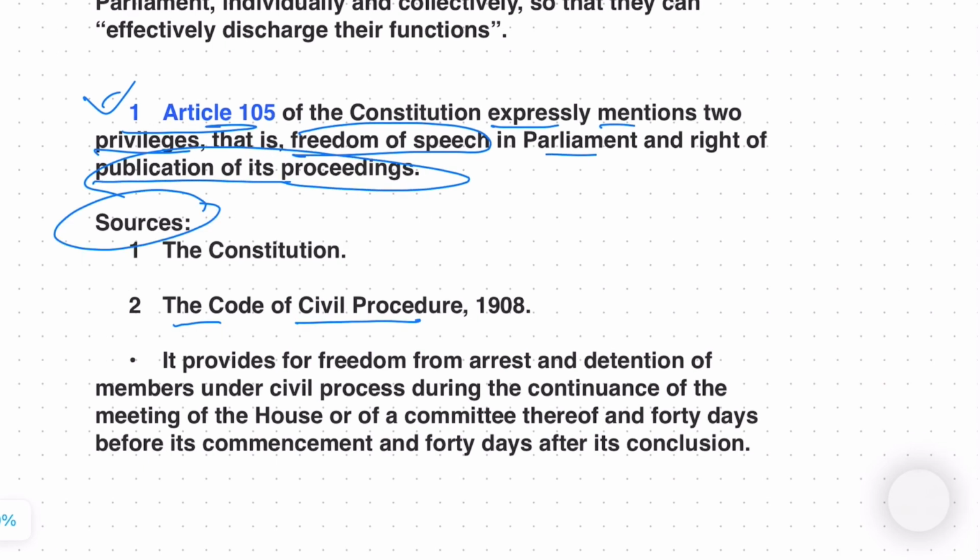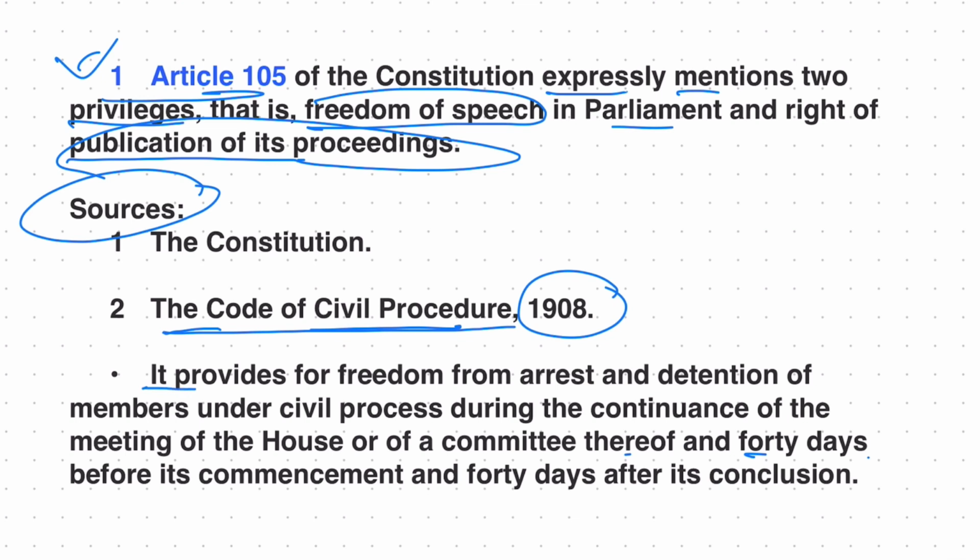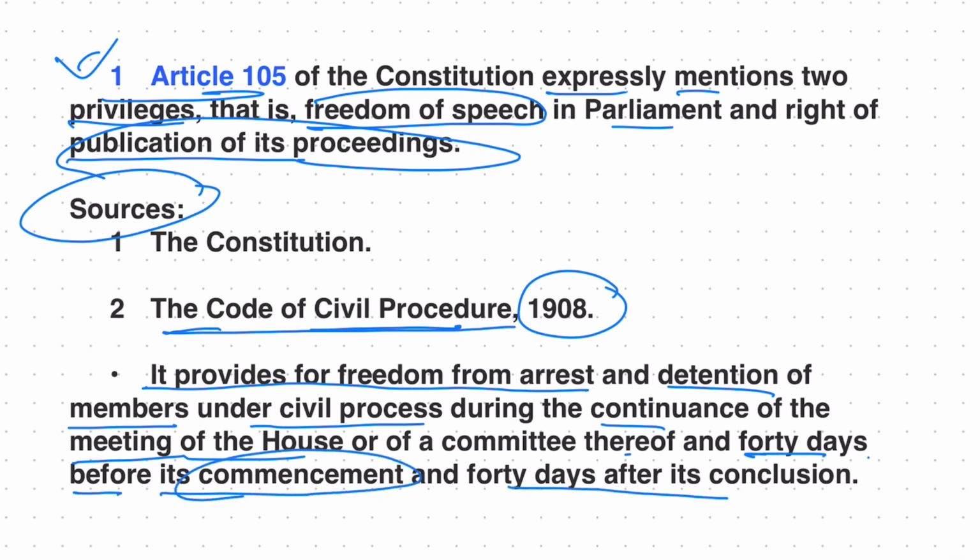The other source of these privileges is the Code of Civil Procedure, 1908. It provides for freedom from arrest and detention of the members under civil process during the continuance of a meeting of the House or of a committee thereof, and 40 days before its commencement and 40 days after its conclusion.